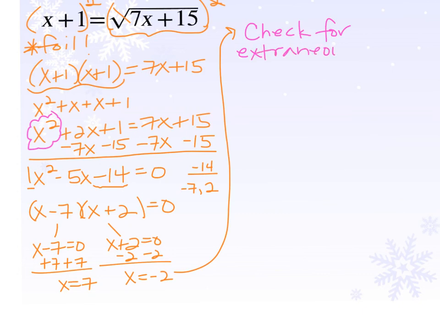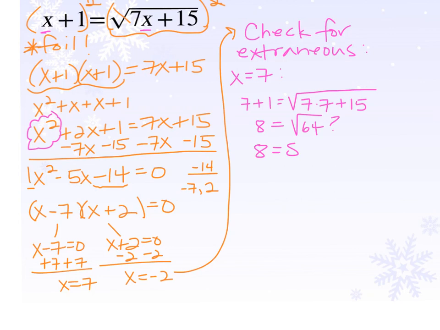When we plug in these values, we need to make sure that our square root has a positive output on the right. I'm going to test 7 first. I'll just plug in 7 where I see x in both parts of the equation. 7 plus 1 is equal to the square root of 7 times 7 plus 15. Well, 7 plus 1 is 8. 7 times 7 is 49 plus 15 is 64. The square root of 64 is 8, and 8 is positive, so that's a valid solution.